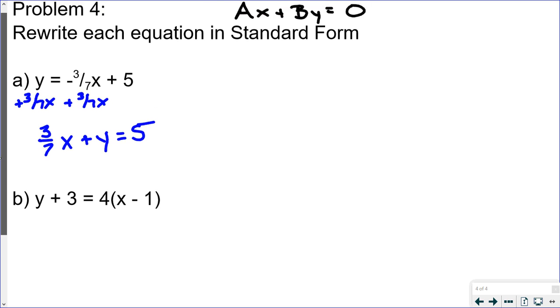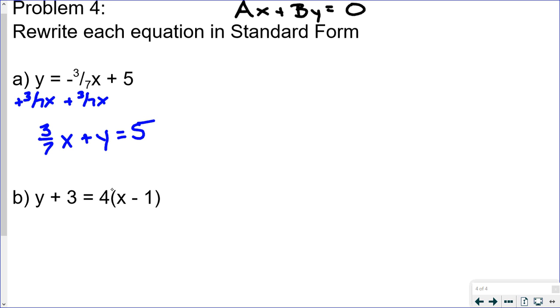So again, to solve this, we need to get the x and the y on the same side. Before we start trying to move this x over here, we need to clear these parentheses, so we need to distribute. So we're going to multiply 4 times x and 4 times 1. And that's going to give us y plus 3 equals 4x minus 4. So we need to do 2 things here. We need to move this 4x over here, and we need to move this 3 over to the right side.